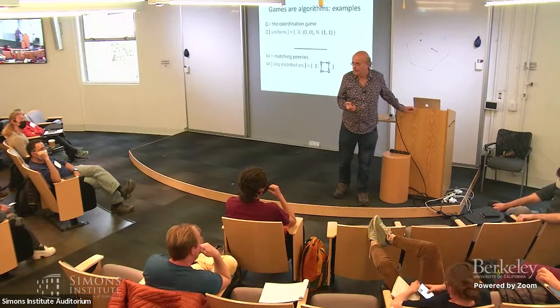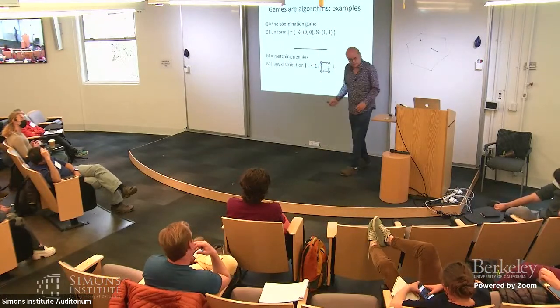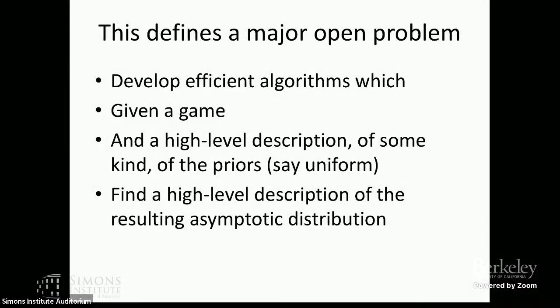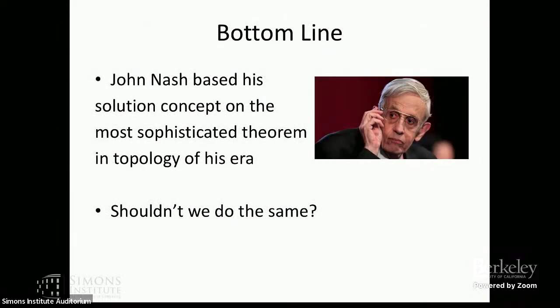My point is that, for example, I'll give you two easy examples here. This defines a major open problem in my opinion: develop efficient algorithms which, given a game and a high-level description of the priors, say uniform, find a high-level description of the resulting asymptotic distribution. This, to me, is worth thinking about. And to finish where we started, to put it differently, John Nash based his solution concept on the most sophisticated topology theorem of his time. It would be foolish not to do the same.